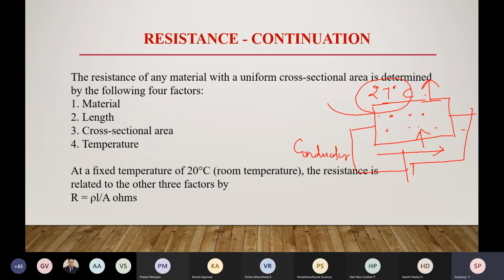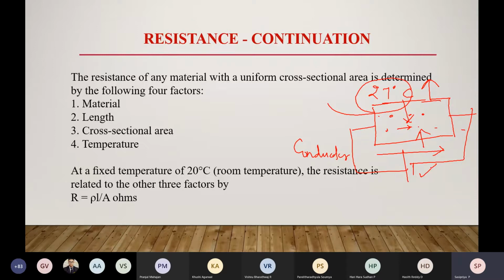Because of this increase in the temperature, what is going to happen? See, the atoms, because of thermal energy, are getting the thermal energy, that is, an increase in temperature. So they will try to move faster. Because of this movement, what will happen? The atoms nearby will collide with each other, which is going to further reduce the rate of movement.